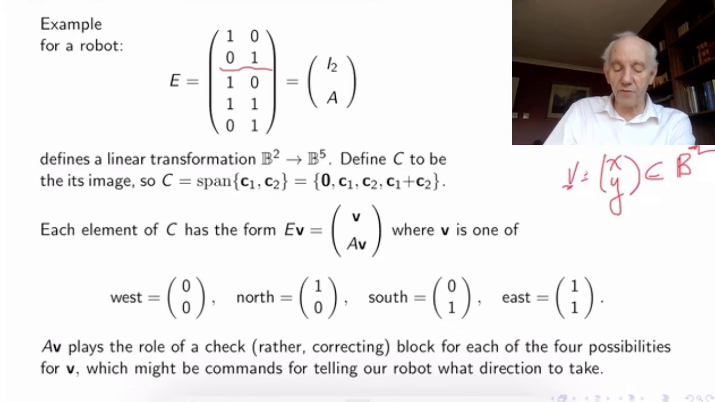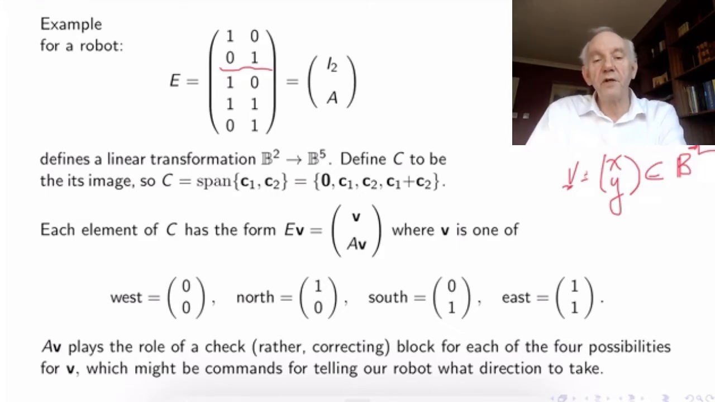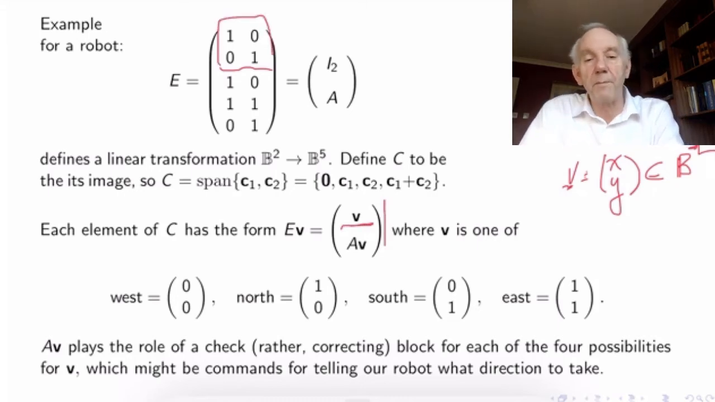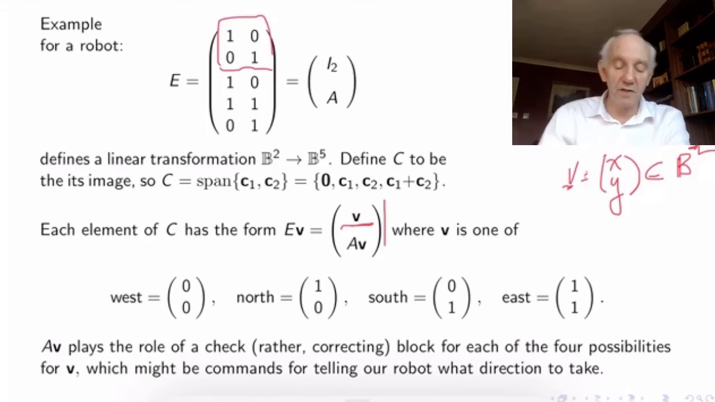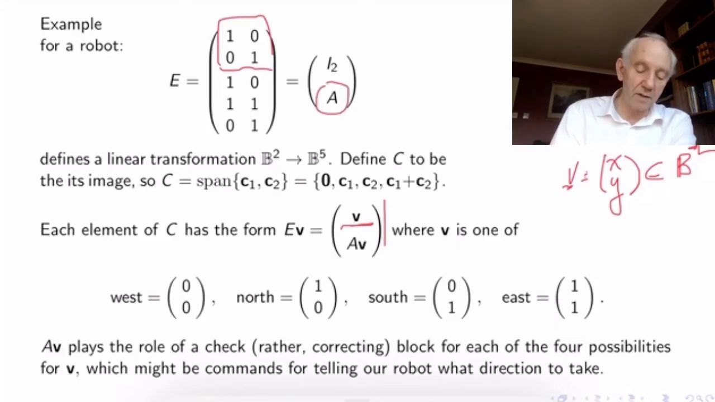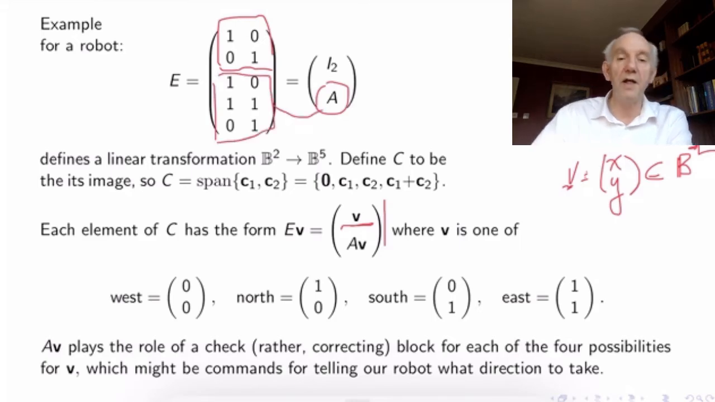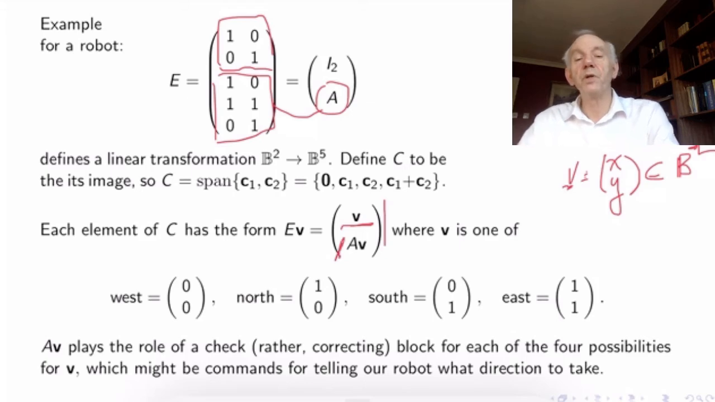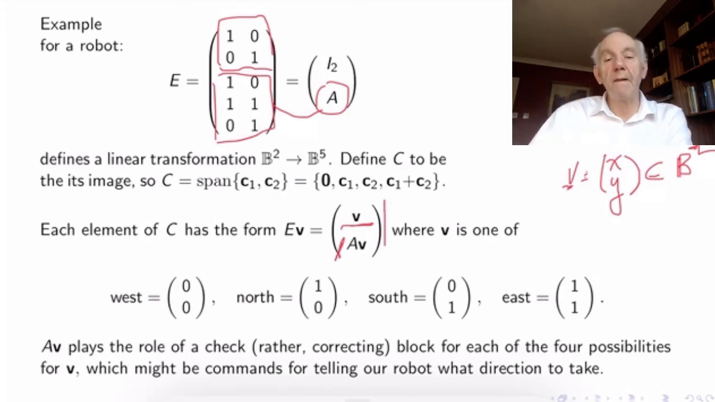And when we apply E to this, it's clear from the form of E that we end up with a vector of height 5. The first 2 components will just be V itself, because we've got the identity map. We can act by blocks: the identity mapping acting will just give us V. And then if we call this 3 by 2 matrix A, in the last 3 components we just get AV. So that explains why we have here AV. Any element of our code has this form.